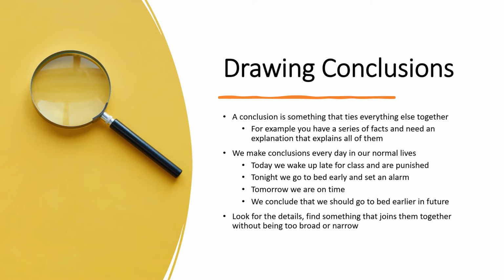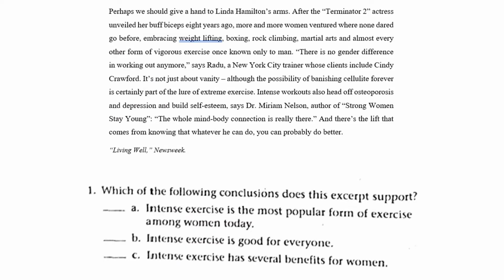So when we're trying to make a conclusion, what we need to do is look at the details and find something that joins them together that is not too broad and not too narrow. Let's have a look at just a few examples together. So pause the recording now and try to answer this question.